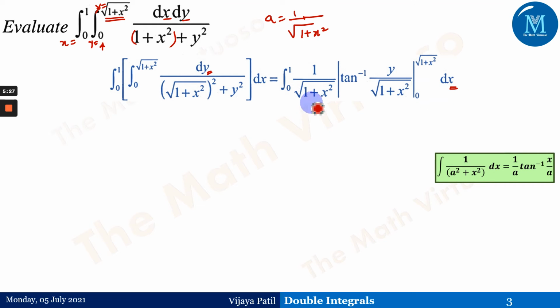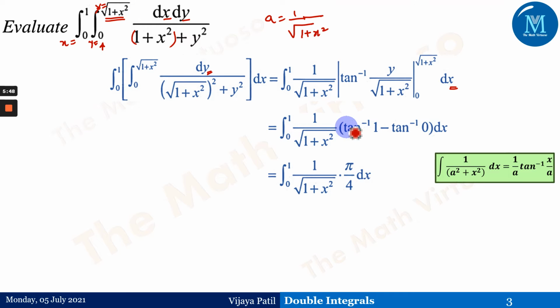So this 1 upon square root of 1 plus x square will be into tan inverse of y upon this. Again, we will be putting the upper limit and the lower limit. Whenever we replace y by this square root of 1 plus x square, we will get tan inverse of 1. Minus, whenever we put y equals 0, at that time we will get tan inverse of 0. And we know that tan inverse of 1 is pi by 4 and tan inverse of 0 is 0. And therefore we have got this again. Here the pi by 4 is out because it's a constant.